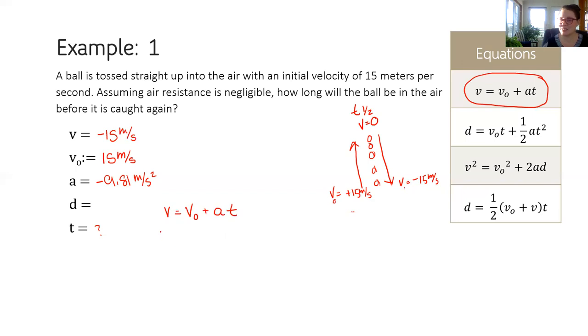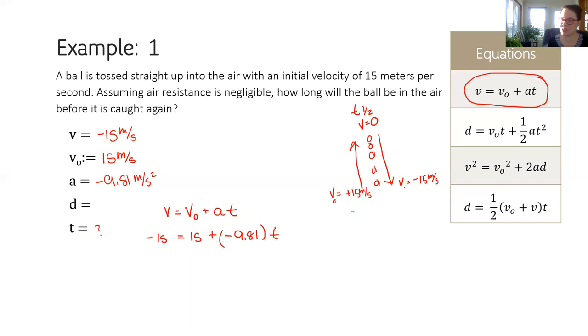So at the end, when it's dropping, it's going negative 15 meters per second when it comes back to my hand. When it left my hand, it was going positive 15 meters per second. Plus we had our acceleration of negative 9.81. And I like to leave that in brackets just because of that negative sign. I just don't like seeing a positive and negative sign next to each other. It messes with my head a little bit.